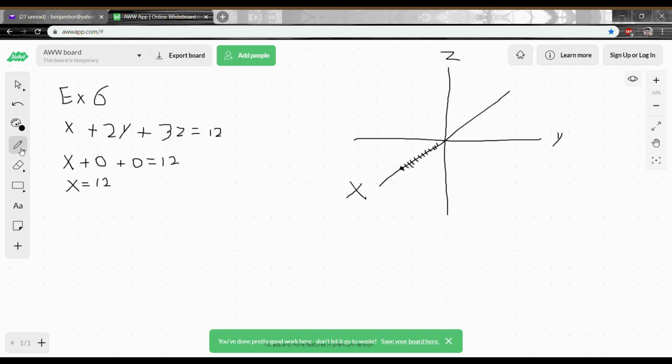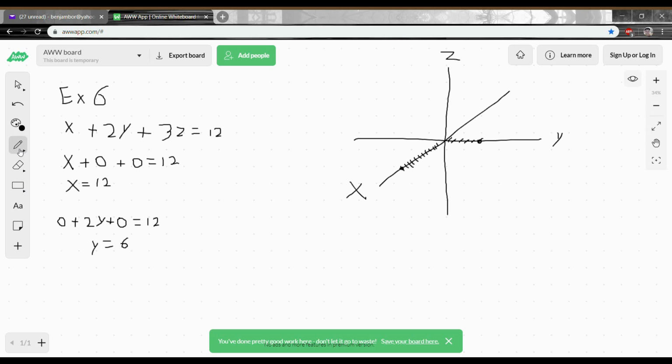Now we can solve for the other intercepts. Let's solve for the y-intercept this time. We're going to have x equals 0, plus 2y, plus another 3 times 0, is equal to 12. Dividing by 2, we get y by itself, and that's going to equal 6. So on the y-axis, we're going to count 1, 2, 3, 4, 5, 6. The plane is going to intercept the y-axis at this point.